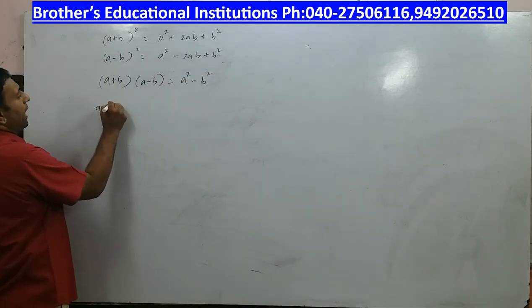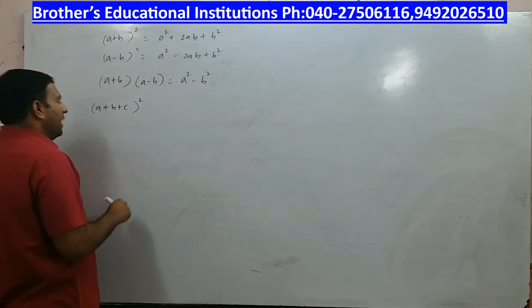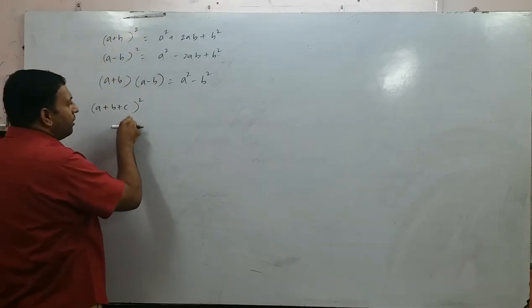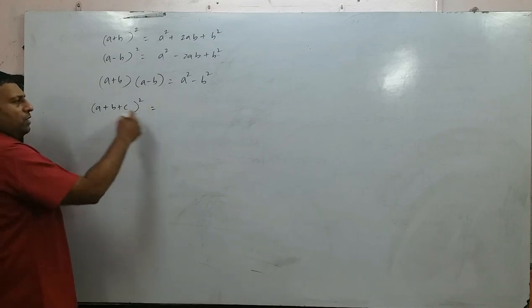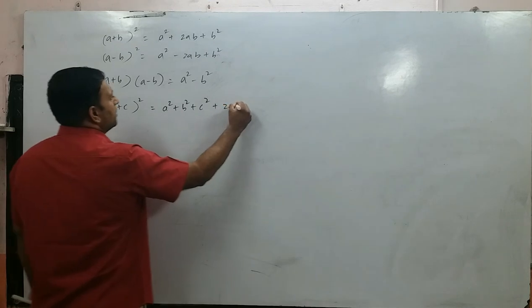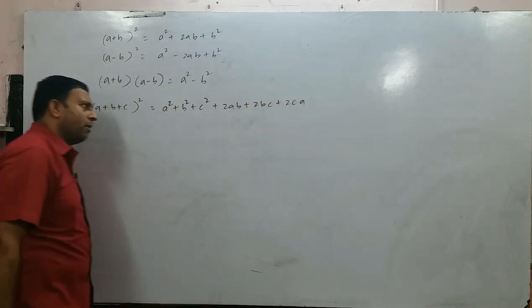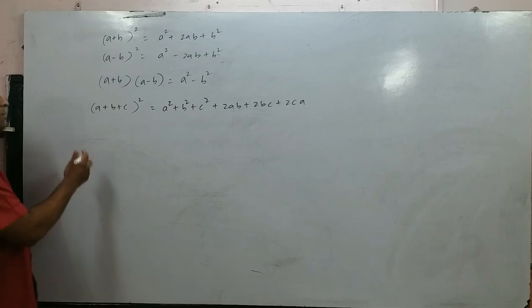Then we'll go with (a plus b plus c) whole square. These are binomials, two terms are there, and squared. Now it's a trinomial square. (a plus b plus c) whole square is a square plus b square plus c square plus 2ab plus 2bc plus 2ca. Very, very helpful formula. Now with a small change, how will the formula differ?